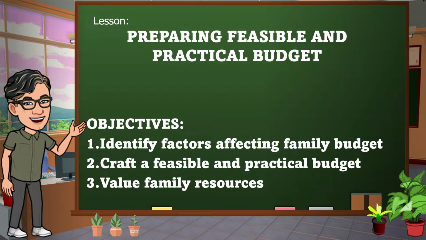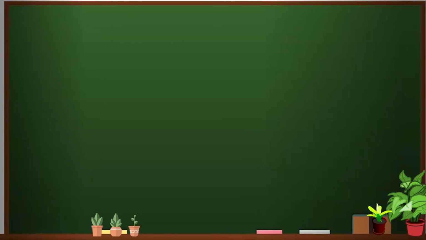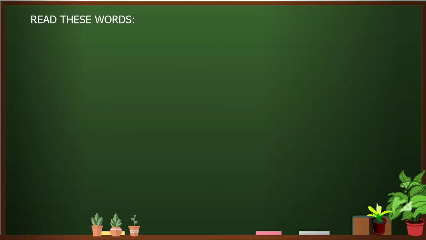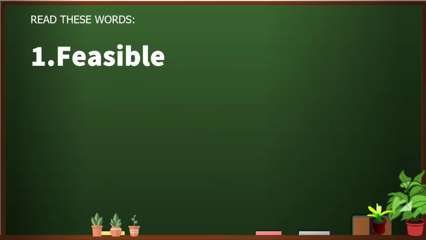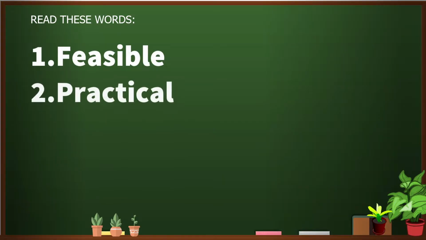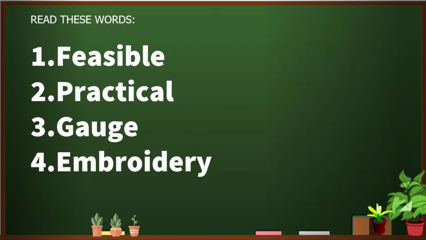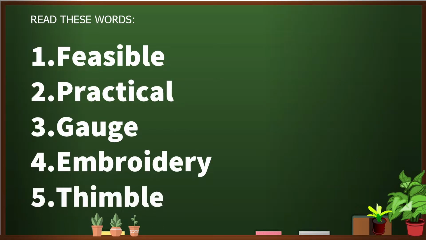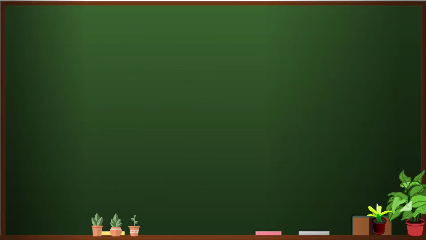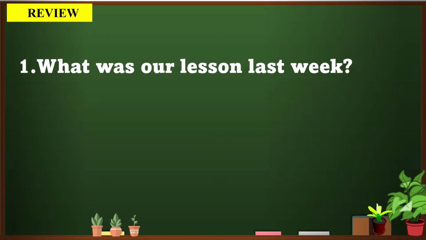Our lesson: Preparing Feasible and Practical Budget. Read these words. 1. Feasible. 2. Practical. 3. Gauge. 4. Embroidery. 5. Thimble. As a review, what was our lesson last week?